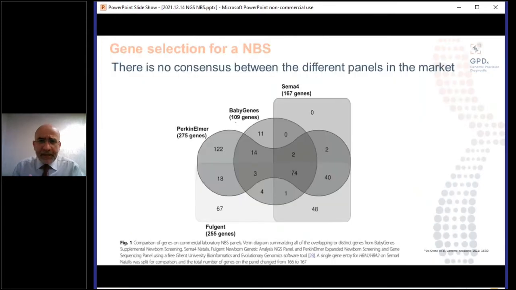I'll talk about one aspect in a little more detail, which is gene selection. Which genes should we include? And this nice diagram includes the 4 different NGS newborn screening programs. And if you notice here, yes, maybe we have 74 genes that are common among all of them, but still we have a large number of genes that are done by only 1 or 2 labs. So clearly we don't have a consensus between all these labs on what exactly to include in the gene panels.